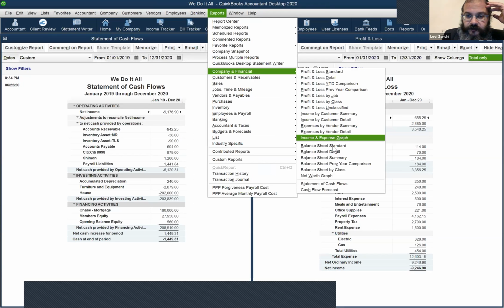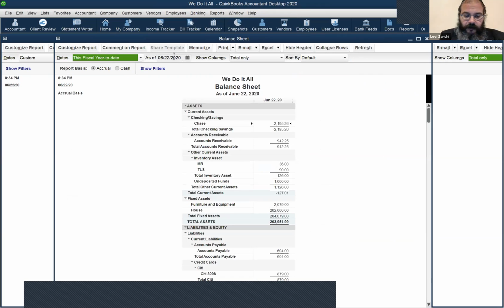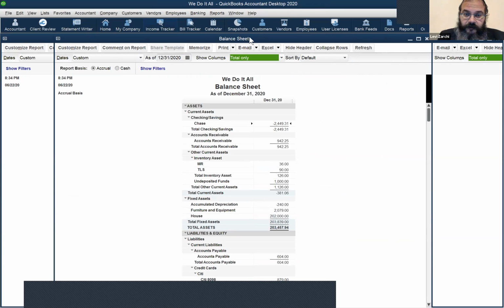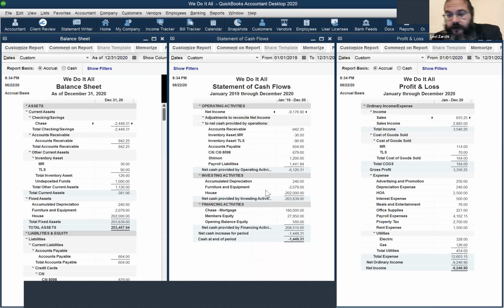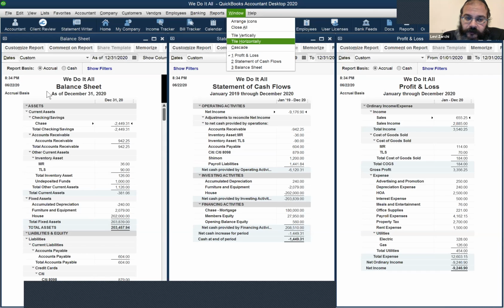You could also bring in your balance sheet. I'll do that here a second. Balance sheet standard, as of the end of the year. And now I'm going to tile vertically. Now you have 3 reports: our balance sheet, our statement of cash flows, and a profit and loss. If you put in more than 3 reports, it's going to get small and you won't be able to see so well.